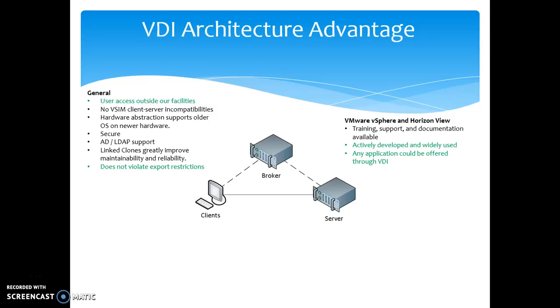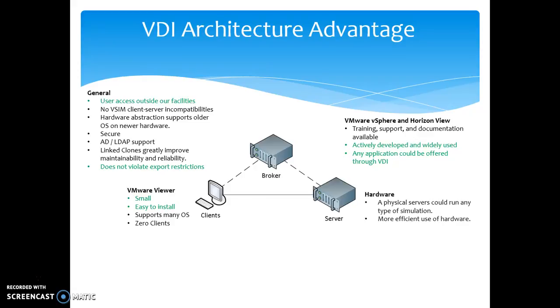VMware vSphere and Horizon View, there's training, support, documentation available. It's actively developed and widely used. Any application can be offered through the VDI environment. The VMware Viewer is a very small package, easy to install. It supports many different types of operating systems, and we can use zero clients for the client. Hardware, a physical server could run any type of simulation with more efficient use of the hardware, especially the components like the CPU and the RAM. And then PC over IP, conservative bandwidth usage, connection latency issues result in predictable results, and we can maintain a much more robust network and keep our bandwidth usage low.